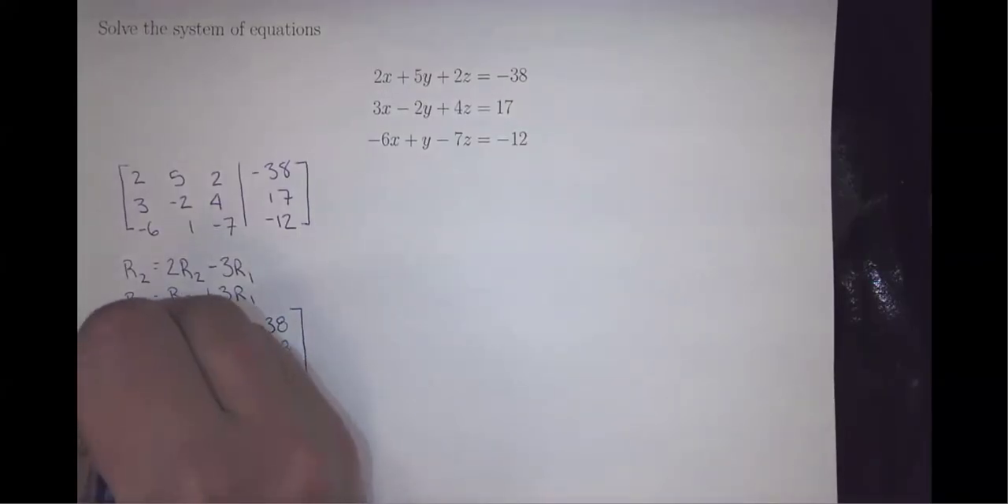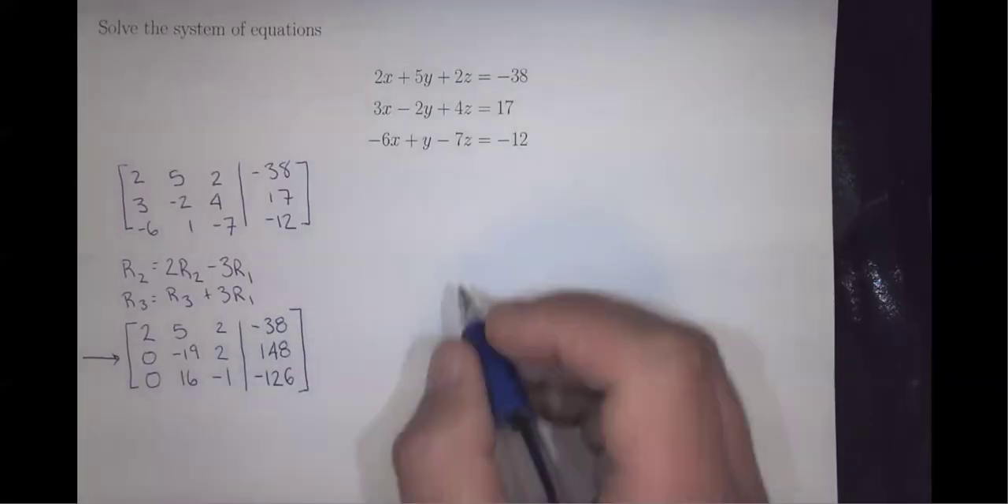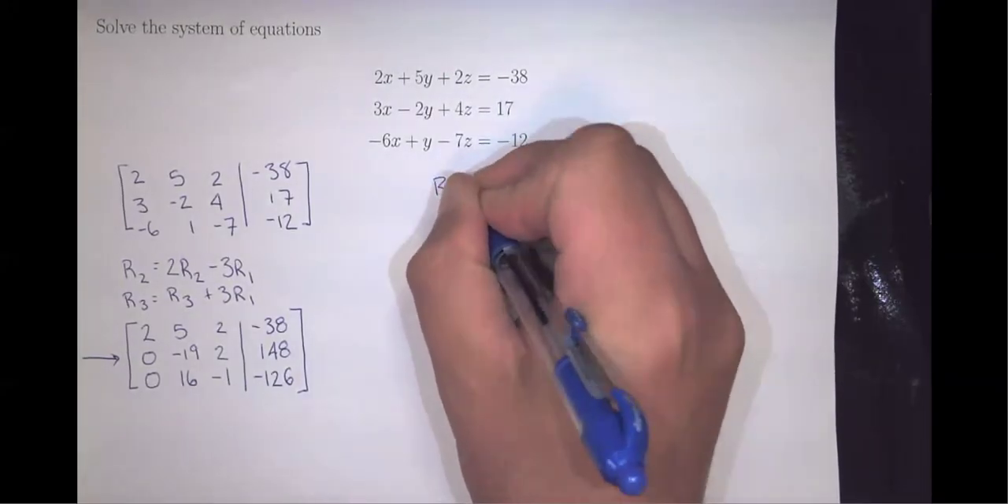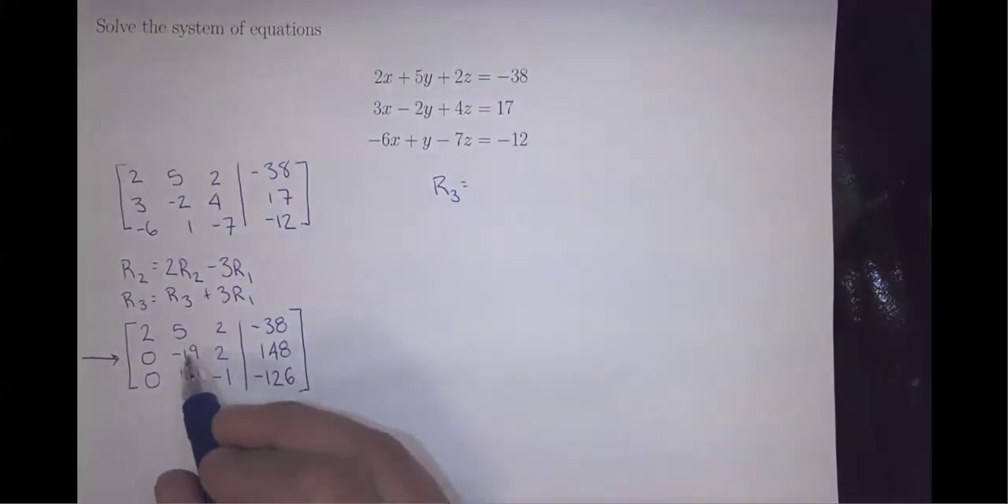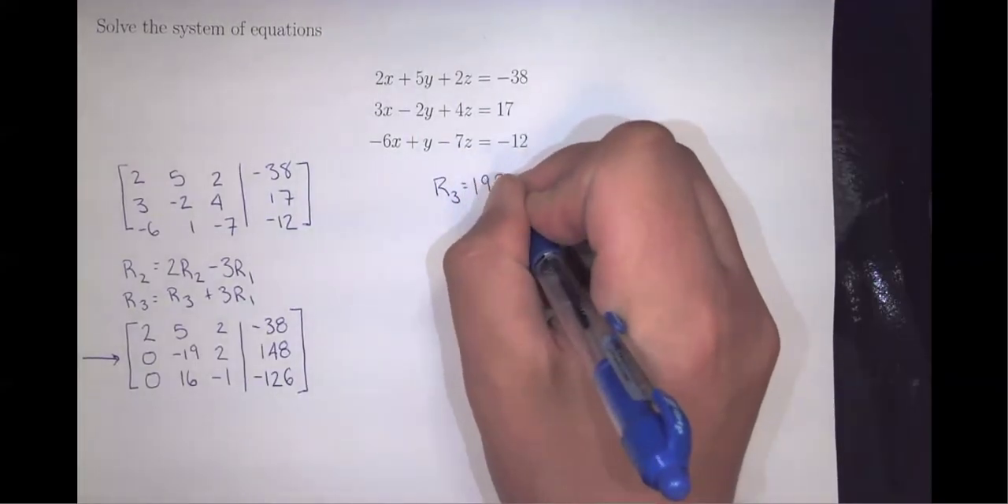Okay, so that's my first column all done. I can change the 2 into a 1 by dividing by 2, but it seems like that's just getting me fractions, and I don't really want that right now. So I'll leave it like that for the time being. The next thing I have to do is worry about this 16 here. So my new row 3 is going to be 16 times row 2 plus 19 times row 3.